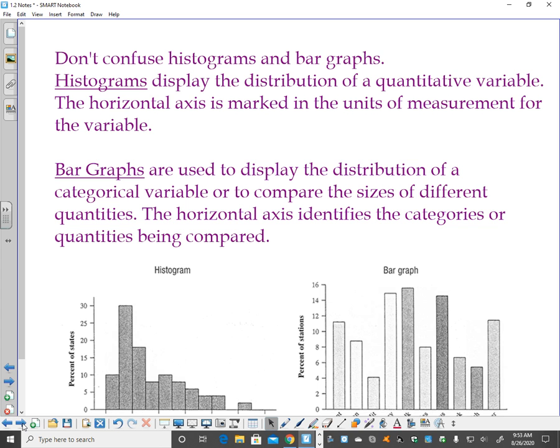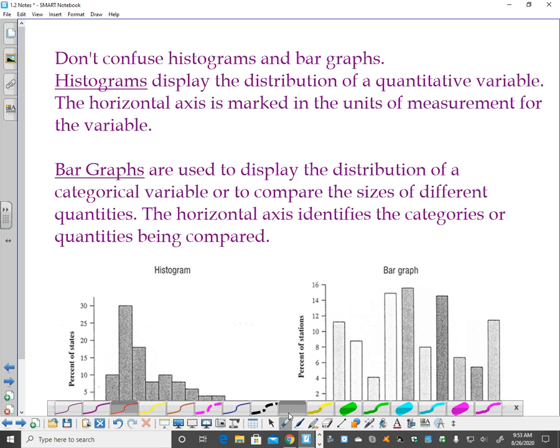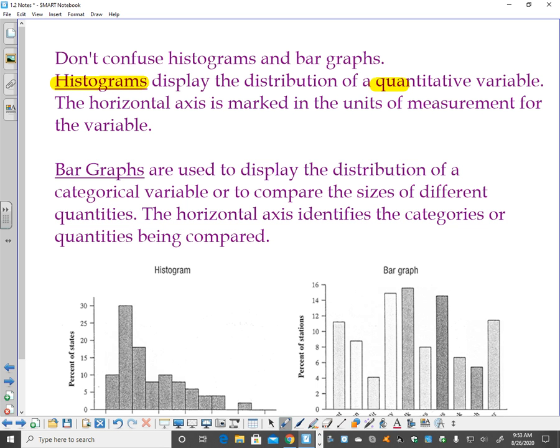Okay? Don't confuse histograms and bar graphs. So this is just the last little kind of closing note. A histogram is quantitative. All right, let me highlight that. A histogram is quantitative. A bar graph is categorical. So a histogram displays the distribution of a quantitative variable. The horizontal axis is marked in the units of measurement for the variable. The bars touch, you have classes, there are charts you have to make and counts and relative frequencies. It's a pain in the butt, but it gives you a lot of information.